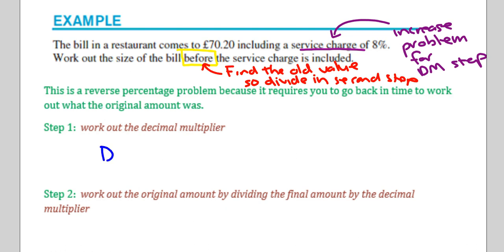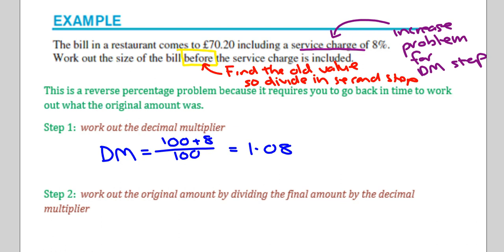Exactly, good. And work it out formally, because you would get a mark for doing this step. So imagine you made a mistake in your second step. If you showed this working out, you would at least get a step for your DM. So as I said in green, this is a reverse percentage problem because it requires you to go backwards in time to work out what the original was.